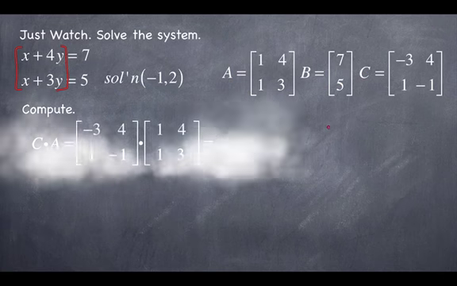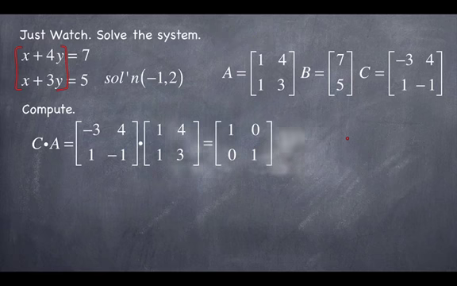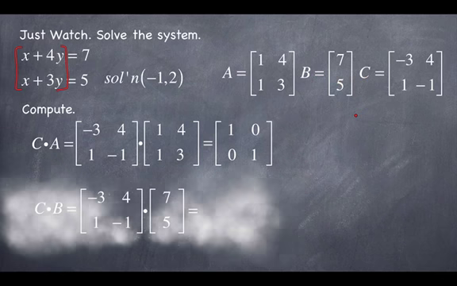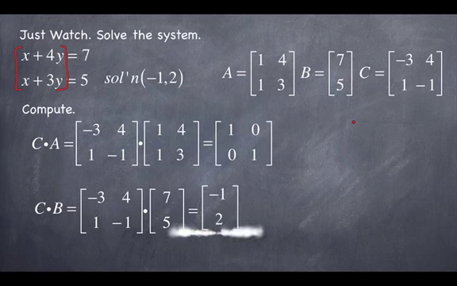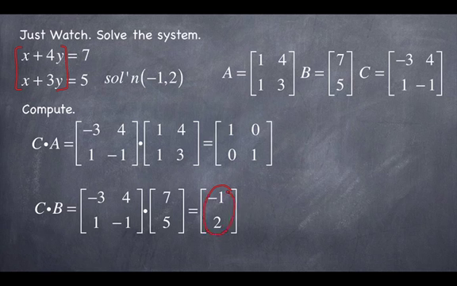I'm going to multiply C times A, and this is what I get, which is the identity matrix. Now I am going to multiply C times B. Take the product of these two matrices, and this is what I get. Notice that this is a solution to the linear system. And you'll see why I'm showing you this as we go along in this video. Next slide.